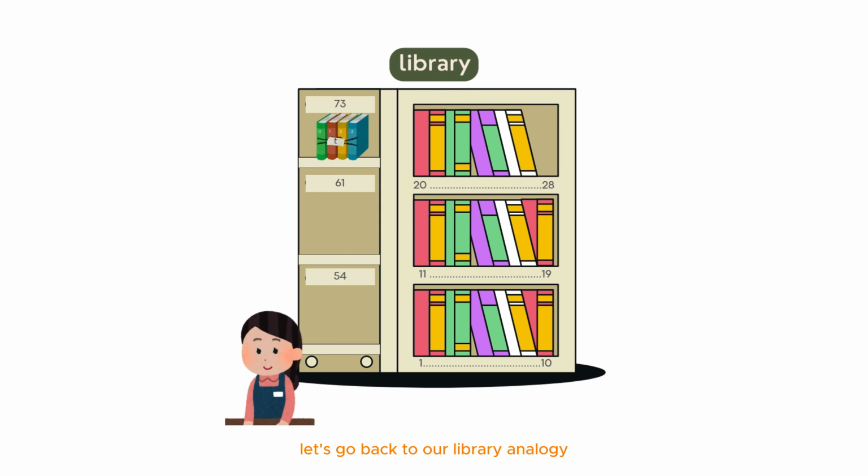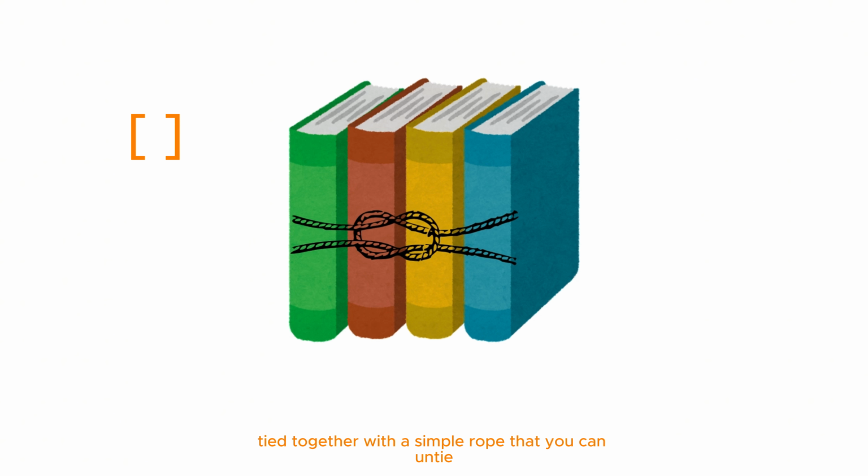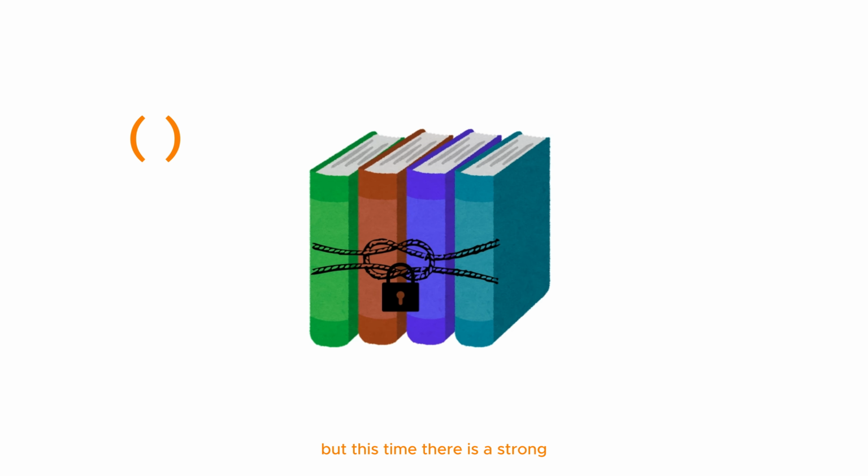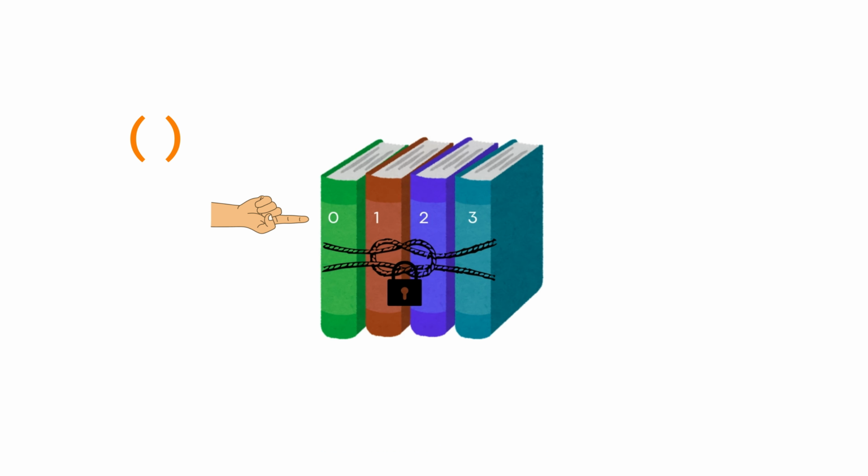This brings us to the one single but critically important difference. Let's go back to our library analogy. Do you remember how we said a list is like a bundle of books tied together with a simple rope that you can untie? Now I want you to imagine a tuple as the exact same bundle of books tied with the same rope, but this time there is a strong permanent padlock on the knot. What does this padlock mean? You can still see all the books in the bundle. You can see which book is at which position. This means you can read the data, but you absolutely cannot break the lock to open the knot.